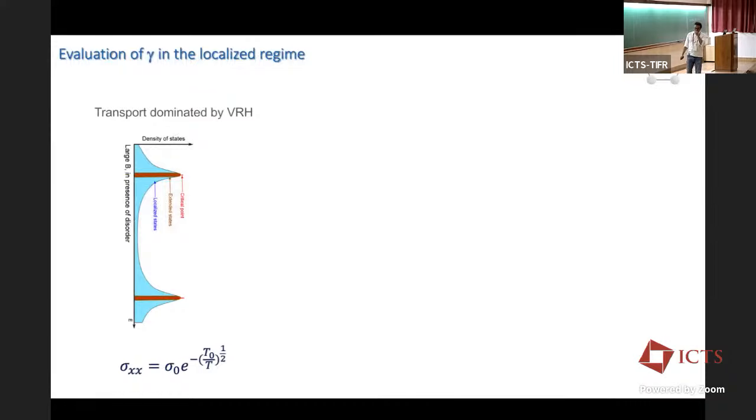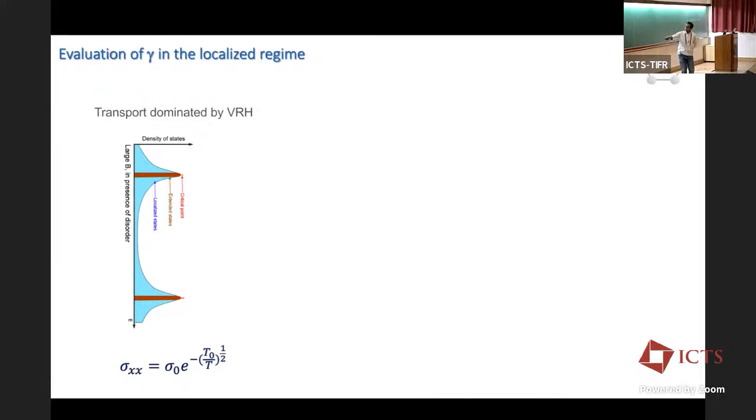So this was the first thing, kappa. Now let's try to think how we can measure gamma, which is the exponent which controls the divergence of the localization length. For that, you come to these localized states and you measure the conductance. And in this regime, the transport is dominated by variable range hopping of the Efros-Shklovskii type.